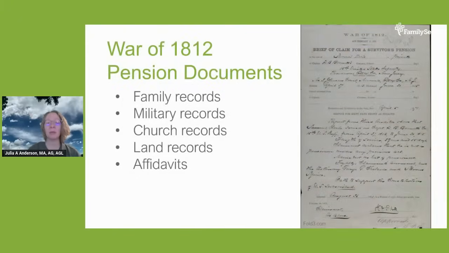Documents you might find in a War of 1812 pension file include many of the same types of documents included in Revolutionary War pension files. You could see family records like pages from family Bibles, marriage certificates, photographs, and letters, military records like discharge papers, church records with vital information, land records, and affidavits from family, friends, neighbors, and other associates.